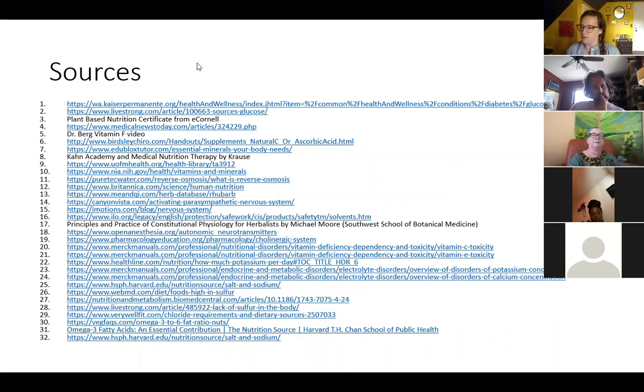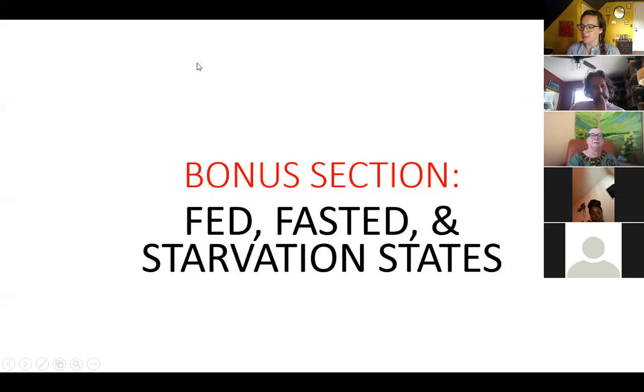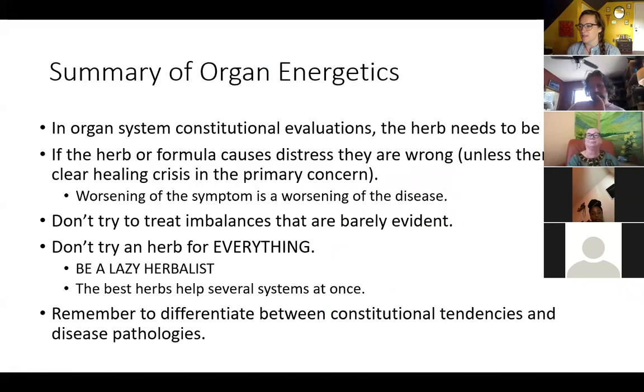And then you see this section of your bonus on the handout. Earlier today I was like, no, I'm not going to go into that. This is enough information for today. You do have some extra slides on the fed and fasted state, which I think is fascinating, but it is complicated and not super necessary. So I think you did fabulous. Thanks. Didn't you really enjoy that?